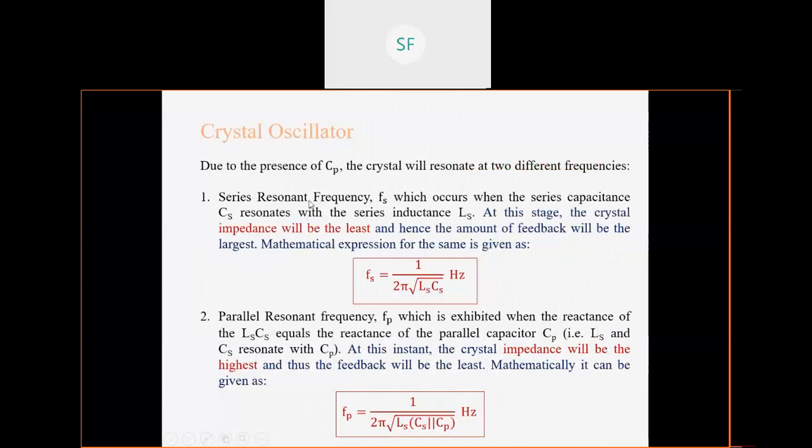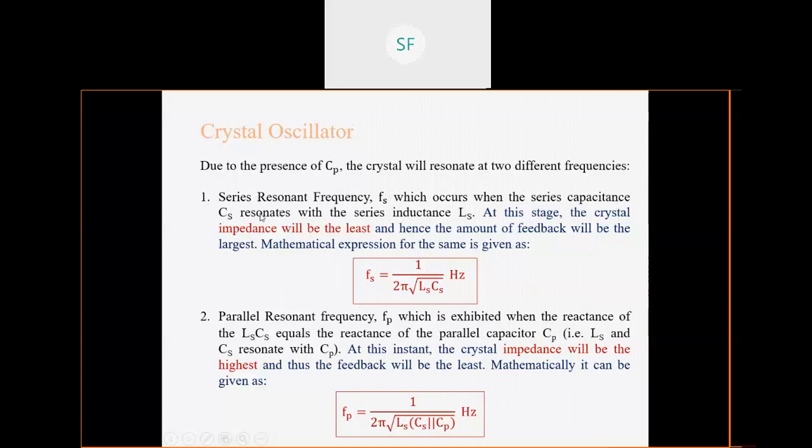Now what happens due to the presence of CP, that is parallel capacitor? The crystal will resonate at two different frequencies. First frequency will be series resonant frequency and second will be parallel resonant frequency. You might have studied what is resonance, series resonance and parallel resonance.